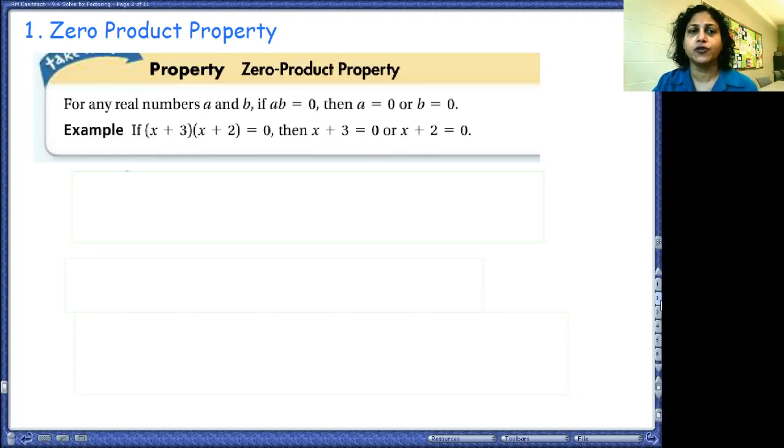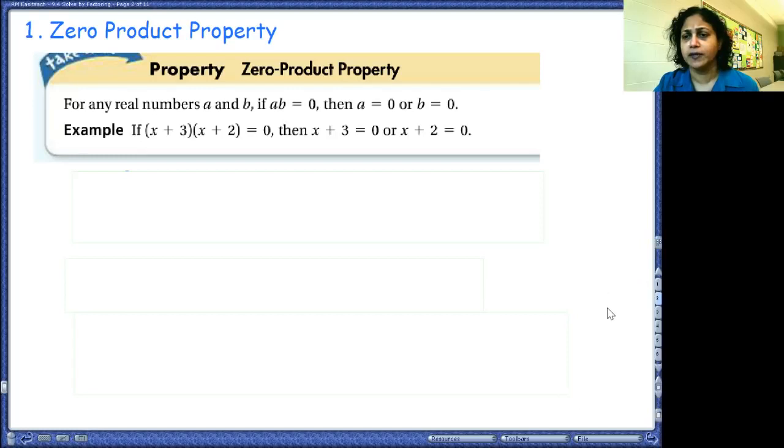If we have two real numbers a and b and we multiply them and the result is 0, that means either a is going to be 0 or b is going to be 0, or actually they could both be equal to 0. So the same way, if we multiply two factors, x plus 3 and x plus 2, and the result is 0, that means one of these factors must have been 0.